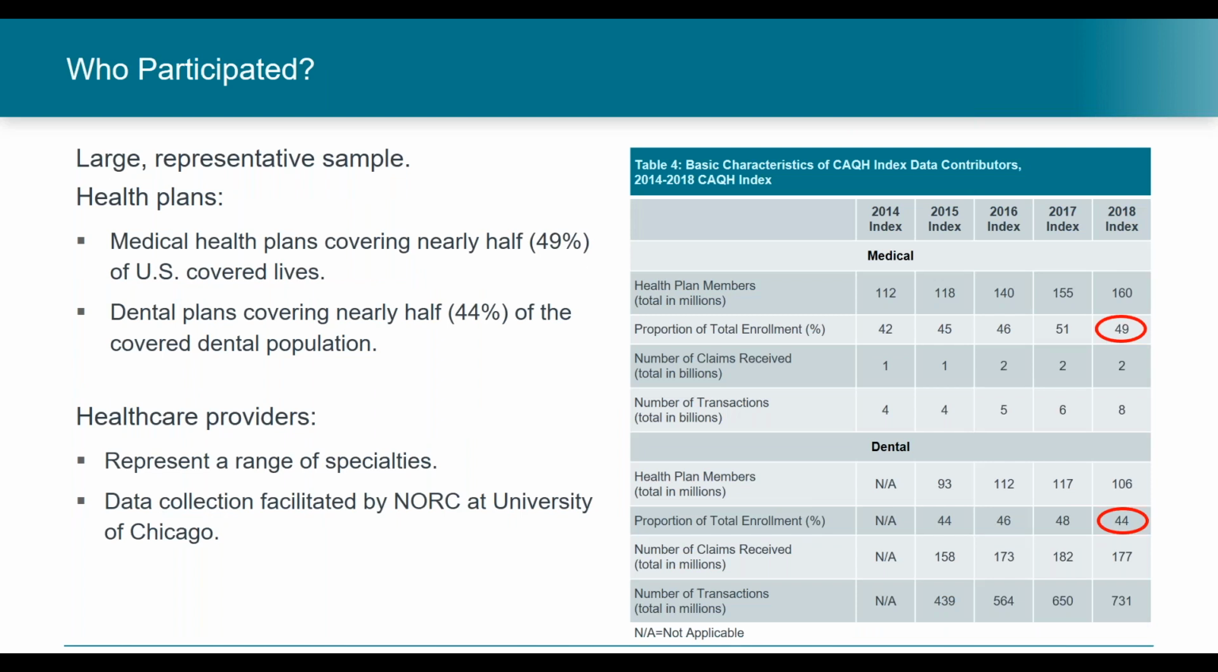Before we jump into the findings, I wanted to talk a bit about the sample. We continue to have a large representative sample of health plans. Medical plans represent almost 50% of U.S. covered lives, and dental plans represent almost 45% of the covered dental population. In terms of the provider data collection effort, we continue to work with NORC at the University of Chicago, which collects data on a variety of providers from a range of specialties.